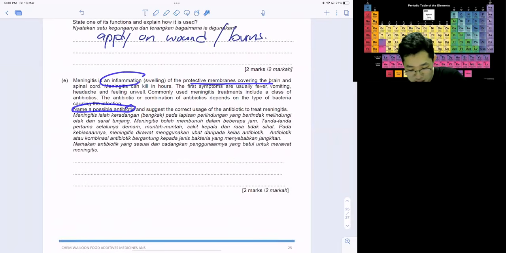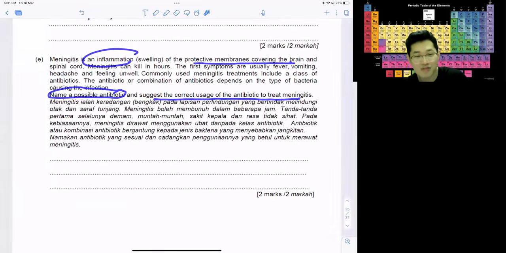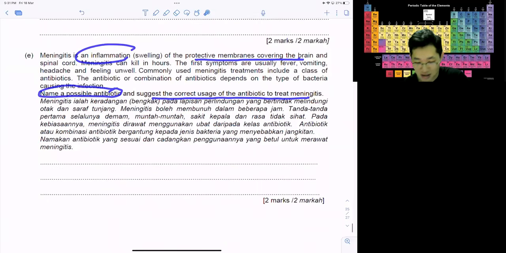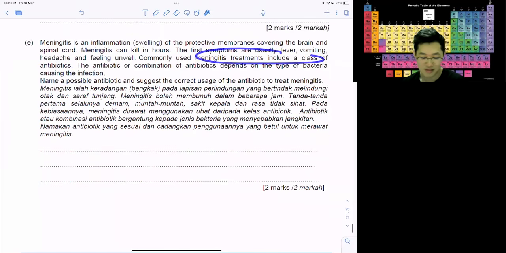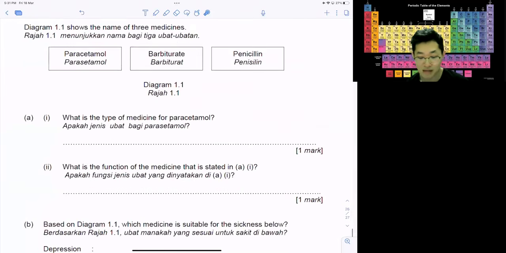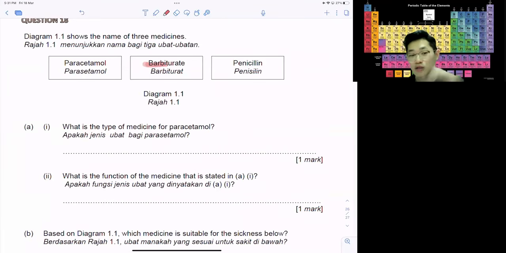Fever, antibiotic. Suggest the correct usage of antibiotic. So they ask about antibiotic, then we simply give streptomycin, and then we have to finish all the antibiotics. Okay. We say antibiotic, then antibiotic. Yeah. So last, paracetamol, Barbie. By the way, Barbie is for the psychotic drugs. Barbie and the tranquilizer is the same thing.